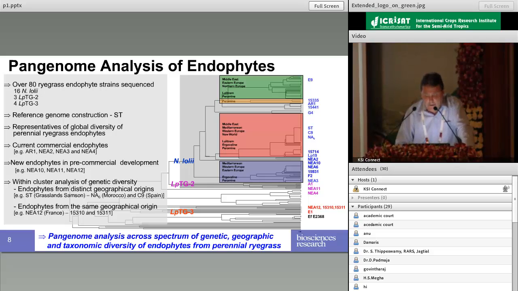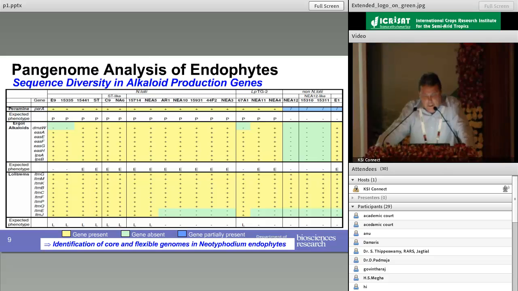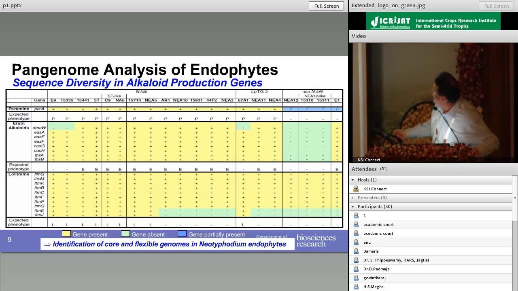So a pangenome analysis across a spectrum of genetic, geographic, as well as taxonomic diversity provides us with very useful information to select endophytes and also confirm their desirable spectrum of bioactivity. What you see here is three different taxonomic groups of fungal endophytes that colonize perennial ryegrass: the major one, Neotyphodium lolii, LpTG2, and this one, which we now call LpTG3.